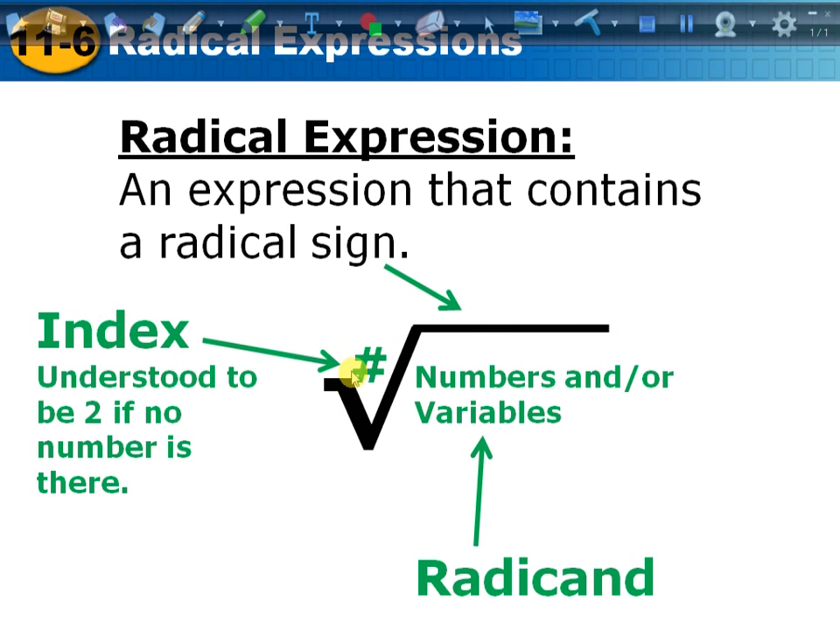Again, the index right here is a number, and if there is no number there, it's automatically a 2, or it's understood to be a 2. And then the numbers and/or variables that are underneath the radical sign are called the radicand. Now yesterday, every time we looked at one of these, our index was a 2. Today we're going to look at it whenever our index is a 3 or a 4 or a 5.